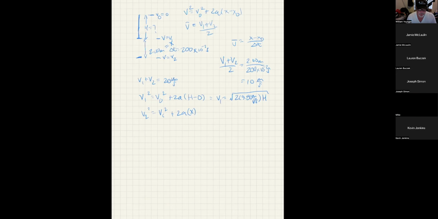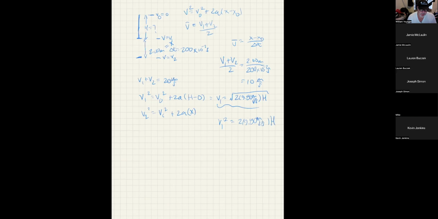Now I'm looking for really just the h. So what I know is v1 plus v2 equals 20 meters per second. If I get v1, then I can immediately figure out what h is. So taking this equation, v1 squared is equal to 2 times 9.80 meters per second times h. So if I can figure out v1 squared, I can actually get what h is.